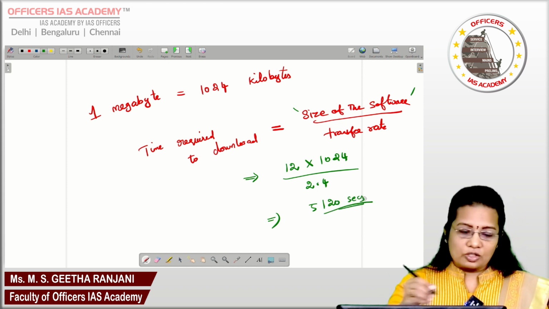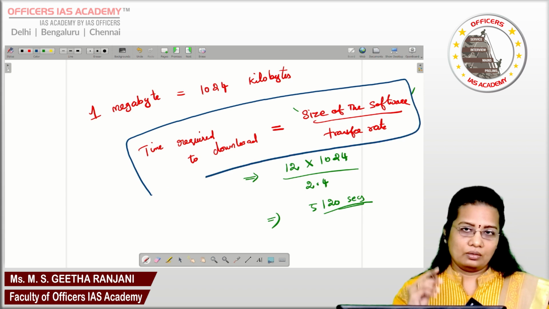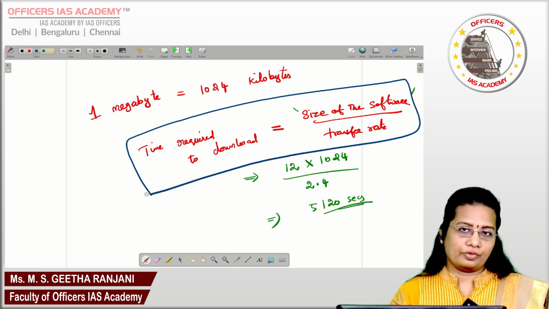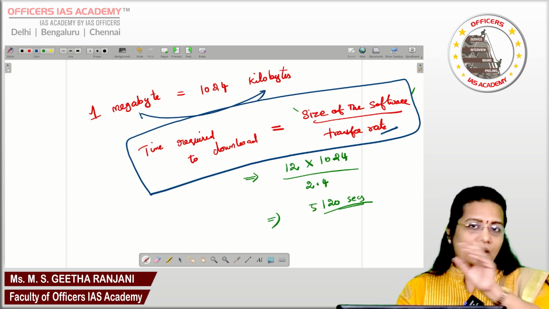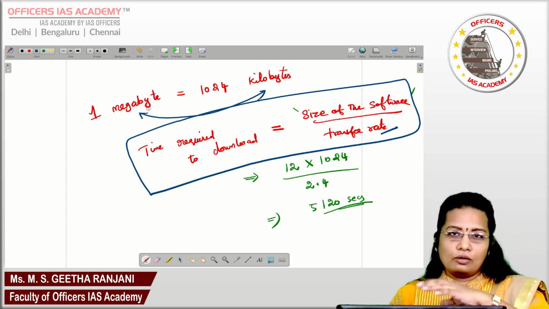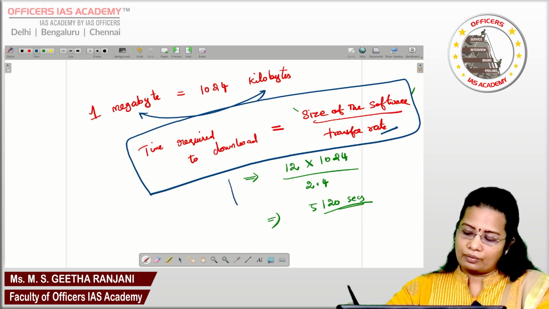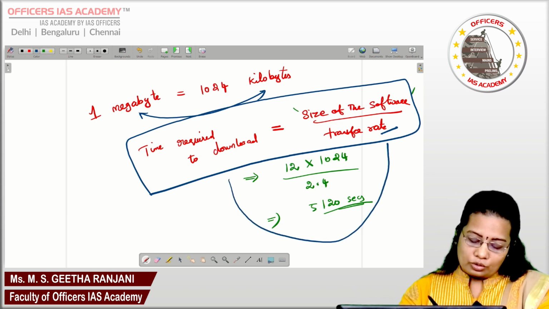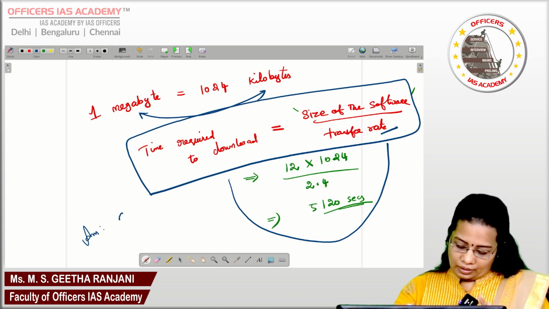So this many steps you need not take in the exam. You can take this one: size of the software divided by the transfer rate, and given kilobytes and megabytes terms, 1 megabyte is equal to 1024 kilobytes. So if you are able to convert this, definitely you will get the answer. This green color working is not required at all. So what is the answer for this question? Option C. Both together is required.